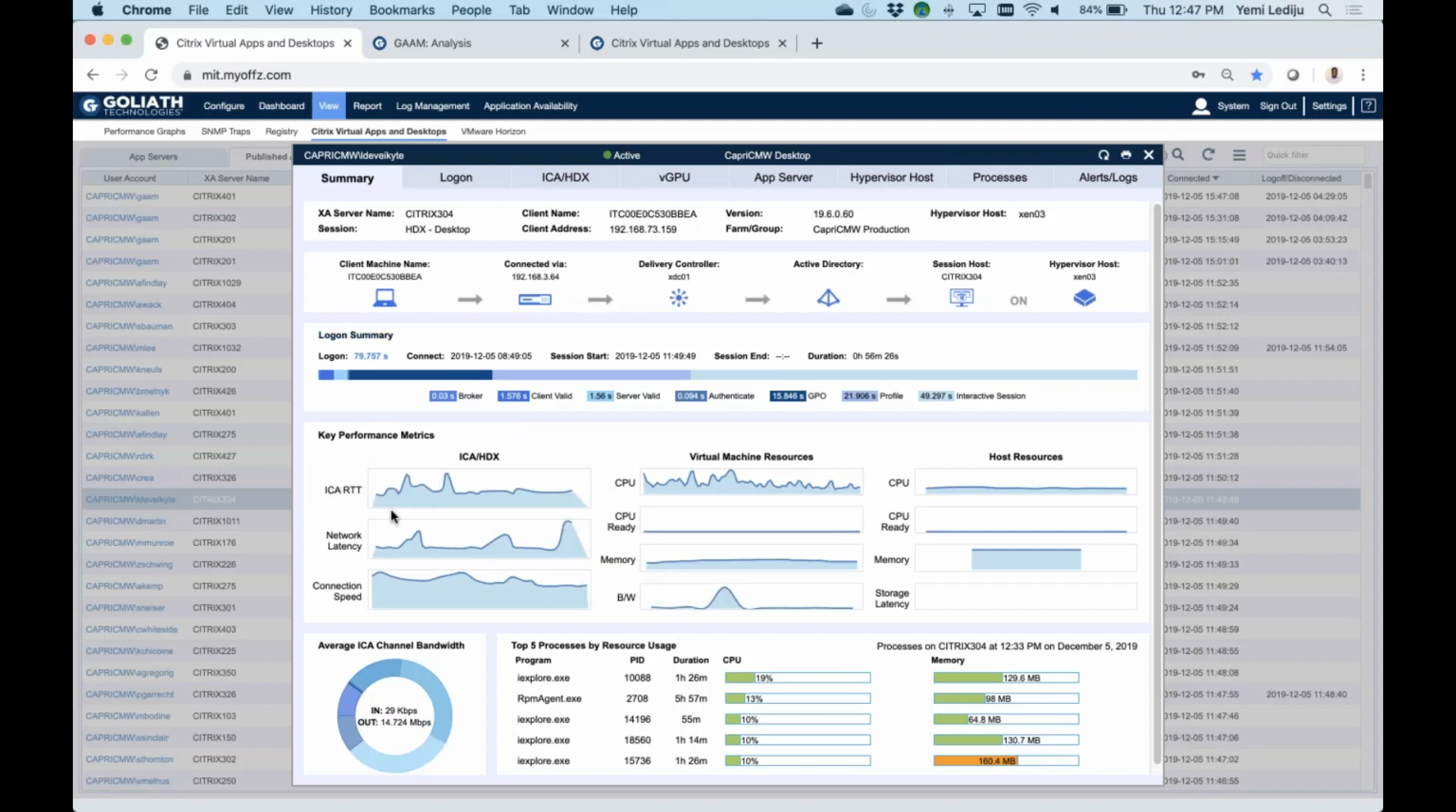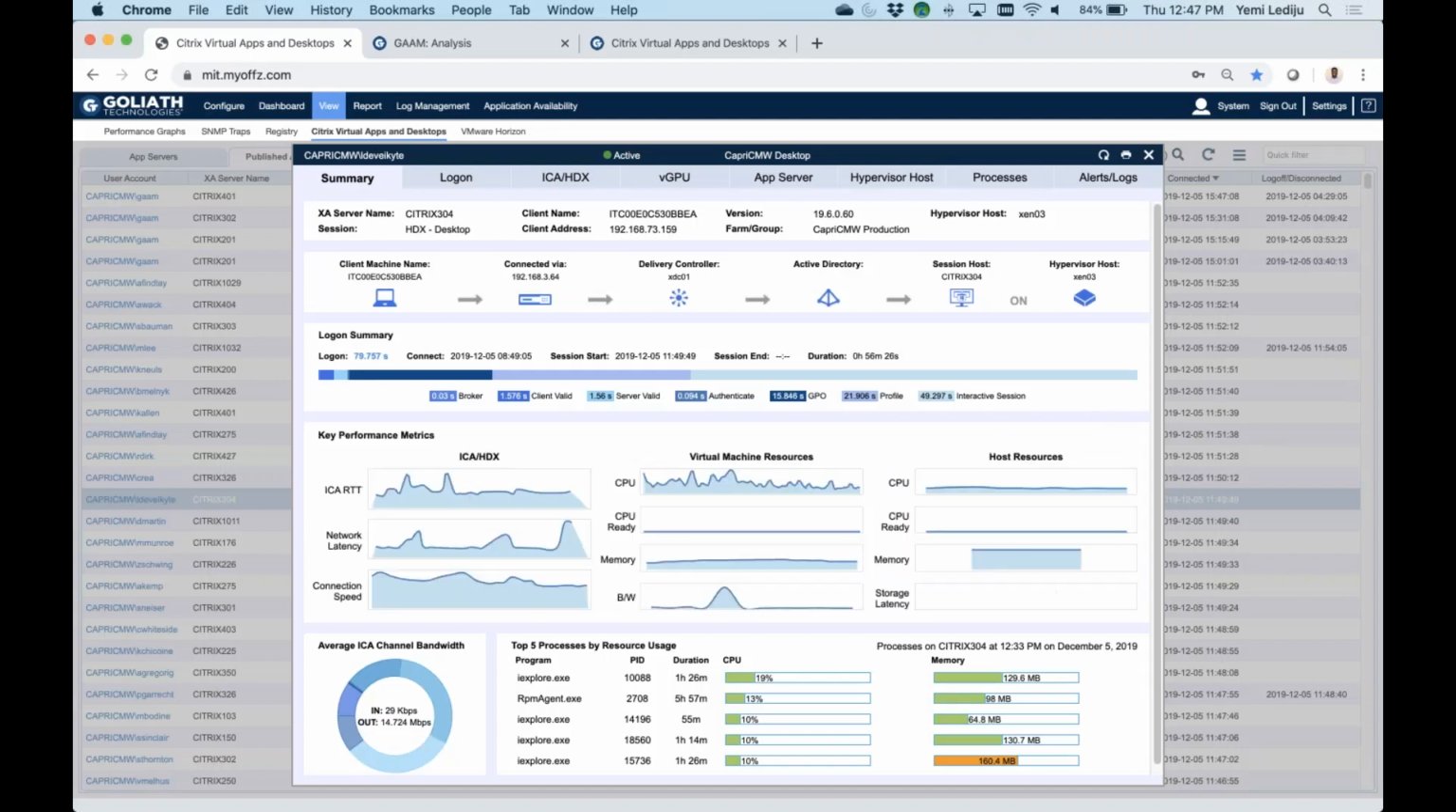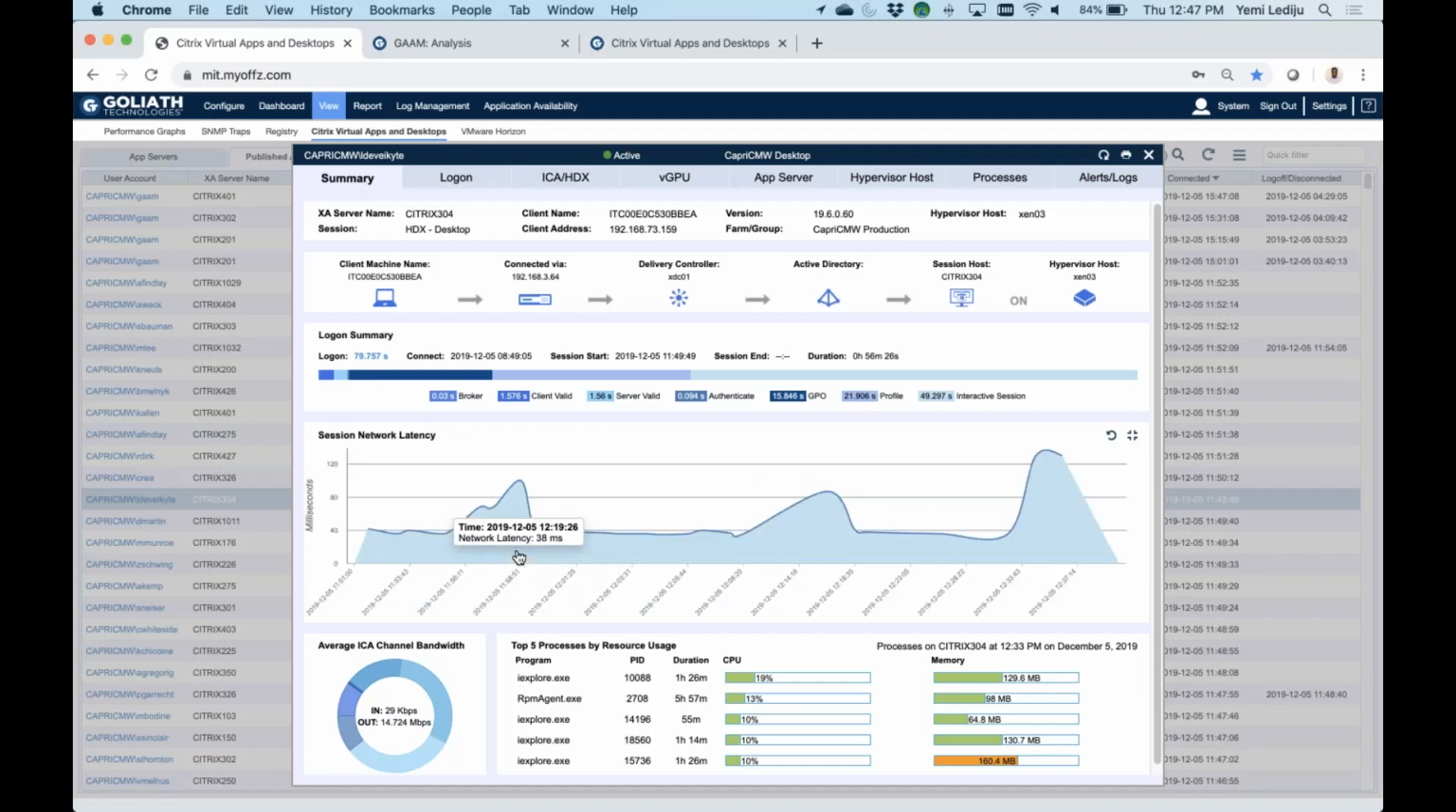So here you can actually see there's round trip time. You can click on round trip time, and this is how they confirmed that this particular user was indeed having a poor session. The next thing they looked at was network latency, and they saw that network latency was the bottleneck in the poor round trip time, because network latency almost mirrored what round trip time was looking at.